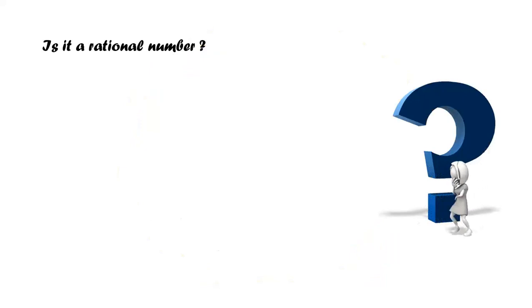Now we have this example. Is it a rational number? If I asked you, is it a rational number, that means, can we write it as a ratio with two integers? So, like you see, the first example that we have today is 2. Is it a rational number? Like you see, we can write 2 as 2 over 1, and both are integers. So good, it is a rational number.